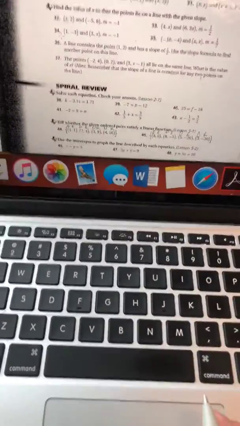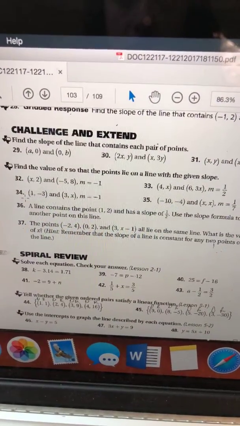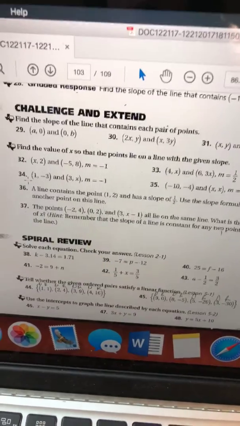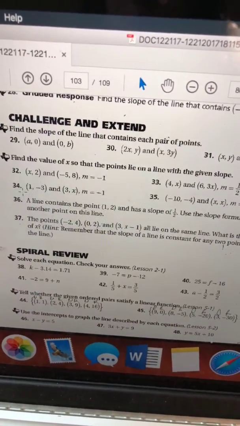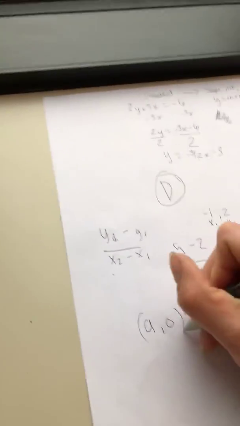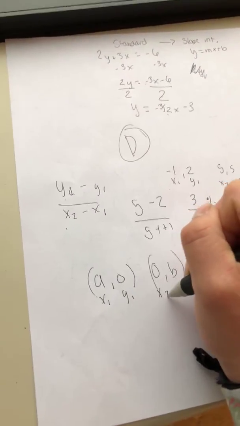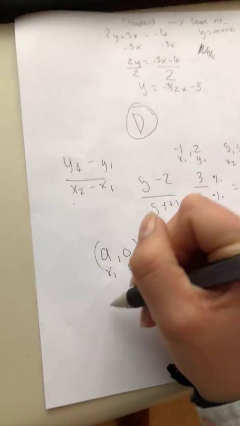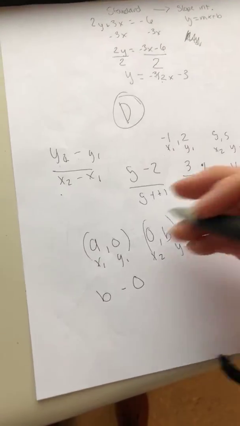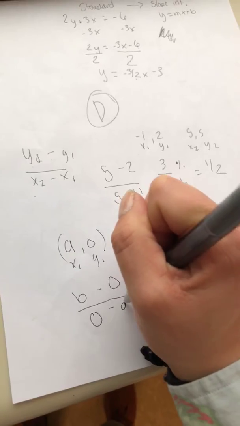Awesome. Last one, and then I'll let you go ahead and work on your own. So these ones are difficult because it's asking you the slope of a line that contains each pair of points. So in this instance, I have a, 0, and 0, b. I'm going to still stick with my y2 minus my y1 and my x2 minus my x1. So this is my x1, this is my y1, this is my x2, this is my y2. So I start with b minus 0, because that's my y1, over my x2, 0 minus a.